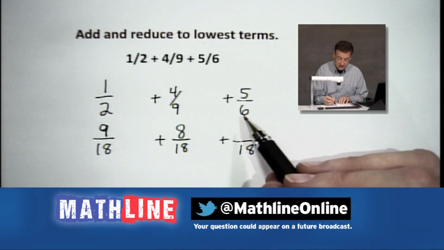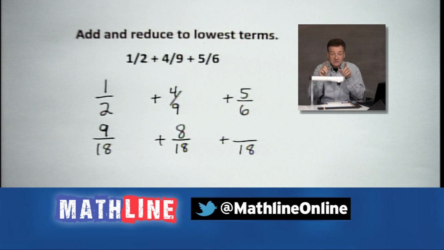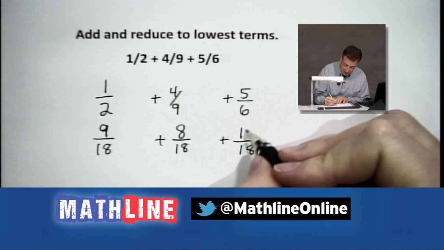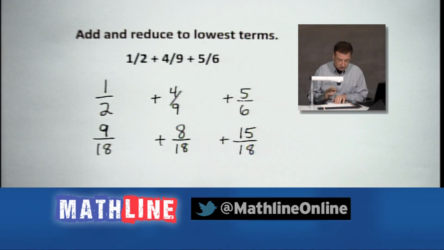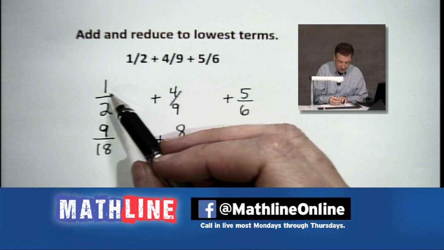Last but not least, how about it? Take 6 into the 18, goes 3 times. 3 times 5 gives us 15. Wow. Did we do them right? Let's make sure, because those are big numbers. We don't want to misadd, right? Let's see what we got going here.